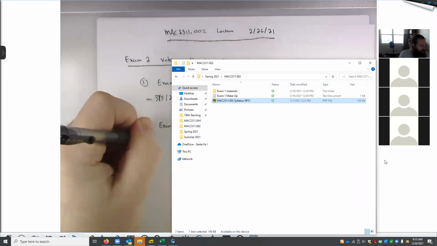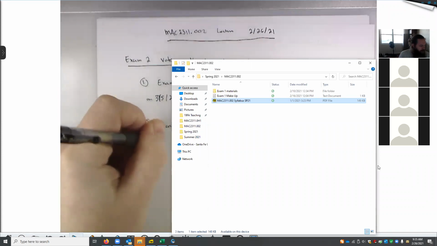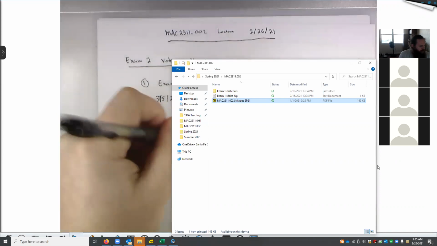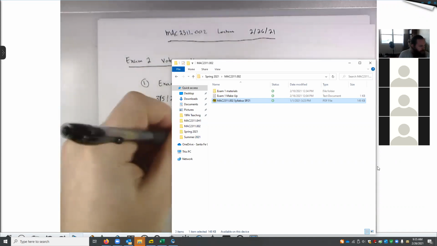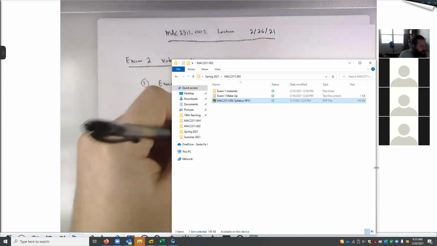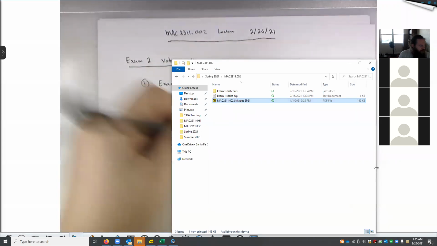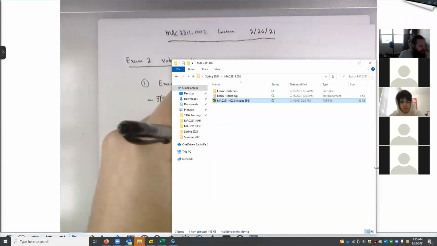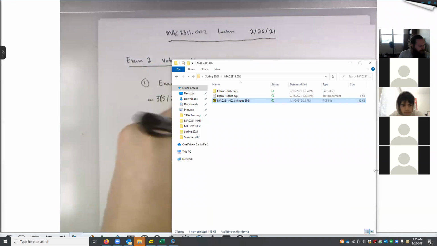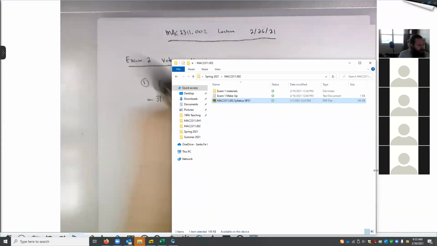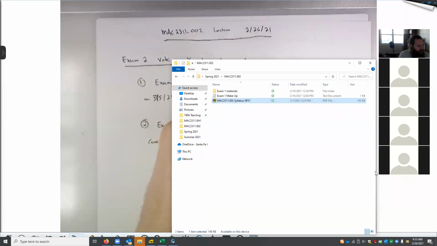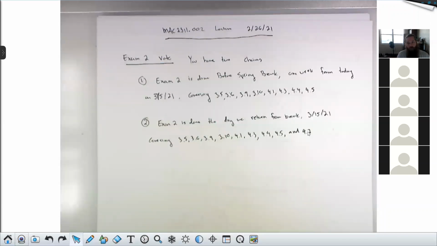It covers all the same stuff, but one more section: 3.5, 3.6, 3.9, 3.10, 4.1, 4.3, 4.4, 4.5, and 4.7. And 4.7 is a tricky section.